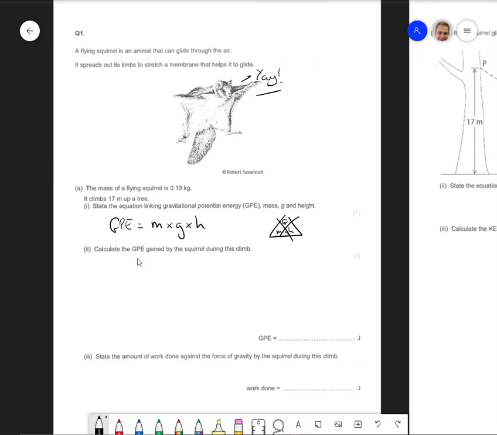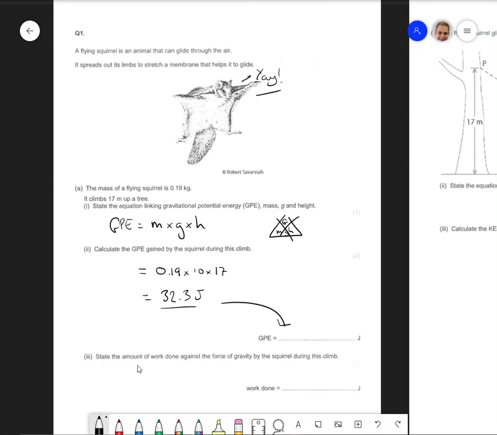Calculate the GPE gained by the squirrel during the climb. We've got our equation, so we'll get a mark for substituting the numbers in. So we get a mass of 0.19 times 10 times 17, which comes out as 32.3 joules. You can move the answer down there if you really want. As long as it's very clear what your answer is, you're fine.